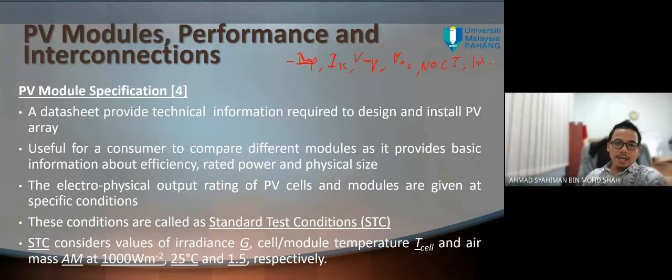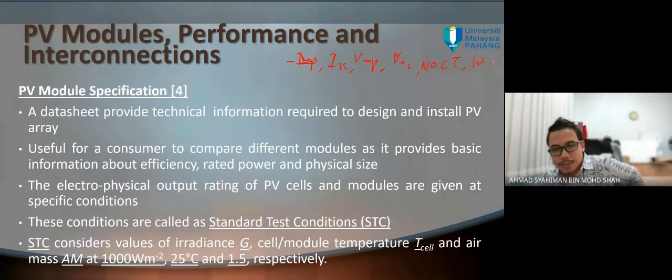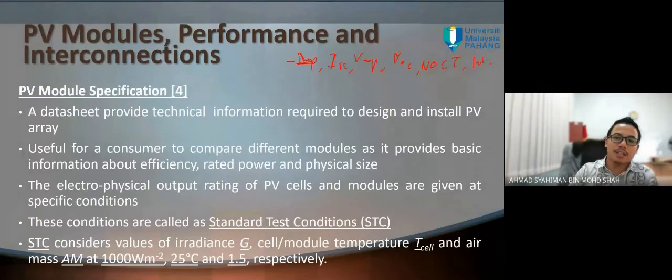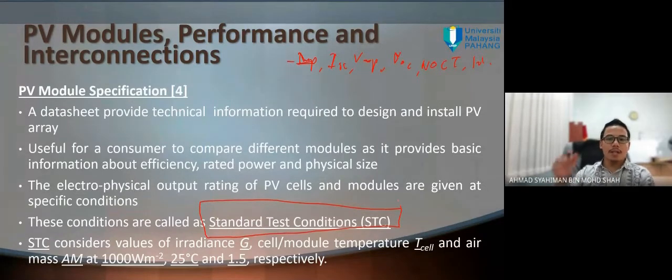Okay. The physical output rating of a PV module is given at specific conditions. These conditions are called the standard test condition. Keluar lagi perkataan ni, standard test condition. Kita panggil sebagai standard test condition. Okay. What is the standard test condition? Kasi tulis lah. STC. Standard test condition ataupun STC.